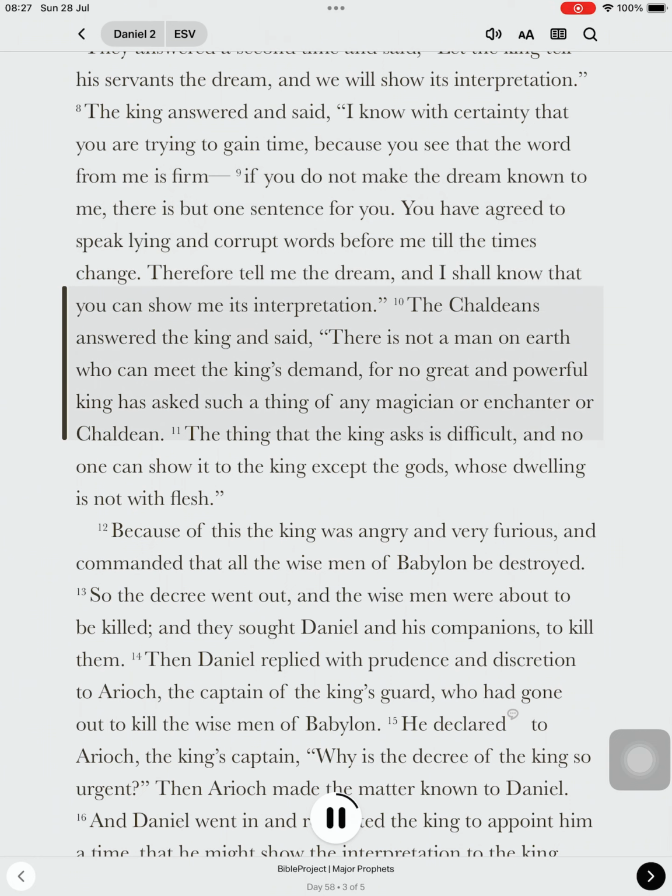The Chaldeans answered the king and said, "There is not a man on earth who can meet the king's demand, for no great and powerful king has asked such a thing of any magician or enchanter or Chaldean."